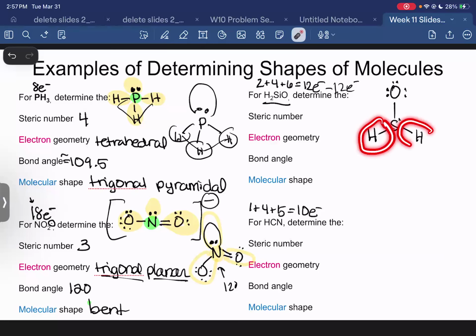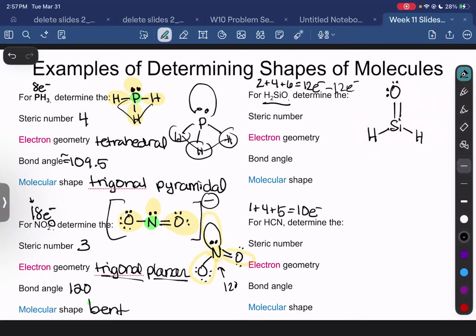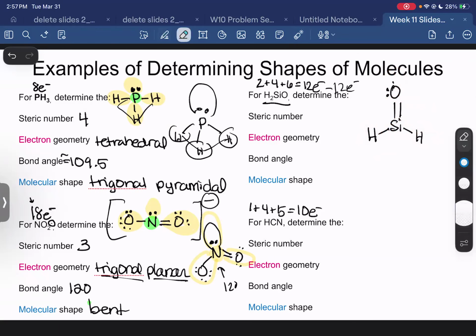H is allowed to have 2. Oxygen has 8, yay. But Si only has 2, 4, 6 electrons. So I'm going to take these electrons from here and put them there. Okay, so I get here.